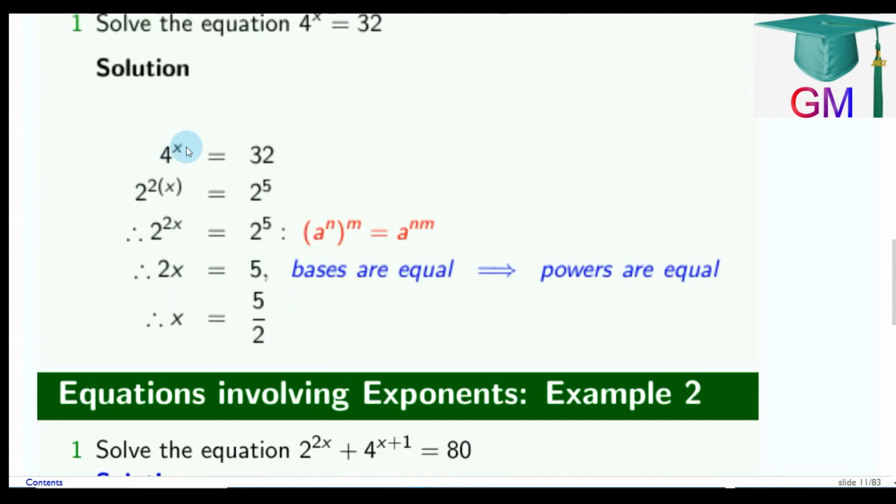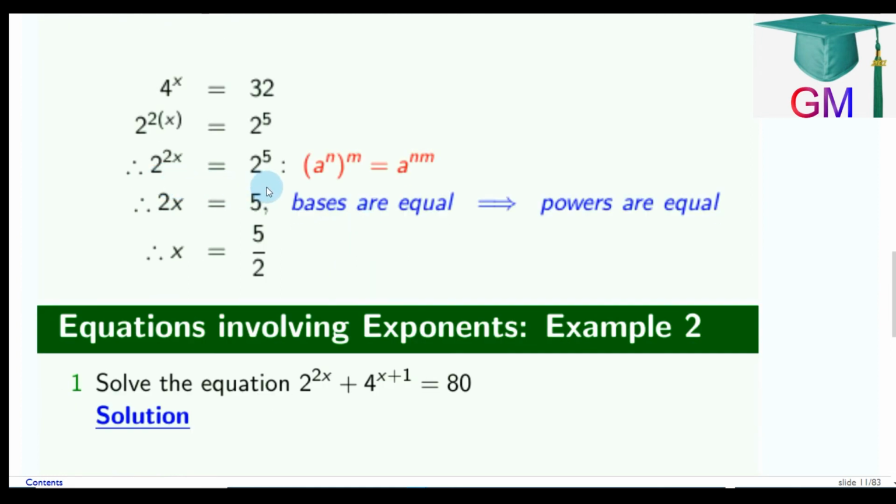Now, from what we just learned, there is a way of writing 4. I can write 4 as 2 to the power of 2, then raised to the power of x. This is the same as, we can write 32 in terms of 2, which is 2 to the power of 5. Now, the powers will multiply here, so it's 2 to the power of 2x is equal to 2 to the power of 5. Now we are using the law a to the power of n, everything raised to the power of m is the same as a to the power of nm. We multiply the powers at this point.